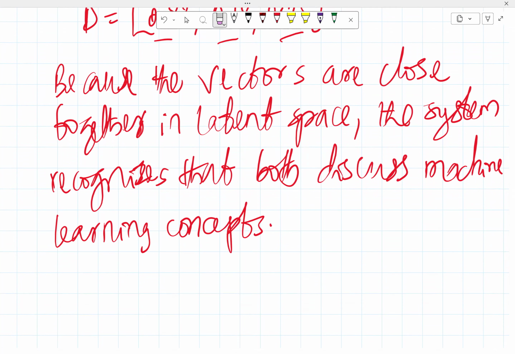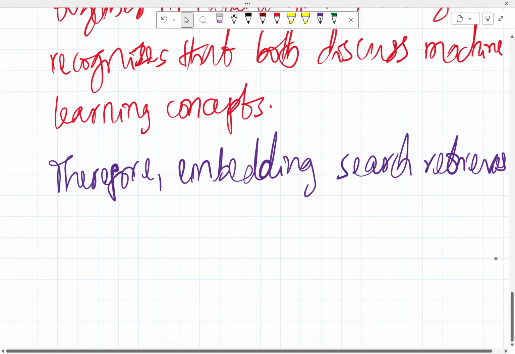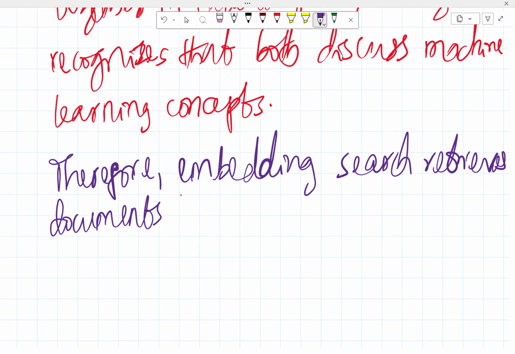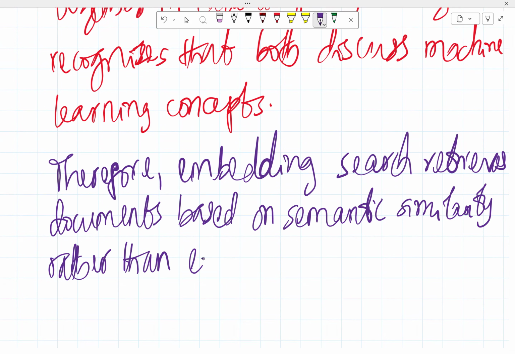Therefore, embedding search retrieves documents based on semantic similarity rather than exact keyword overlap.